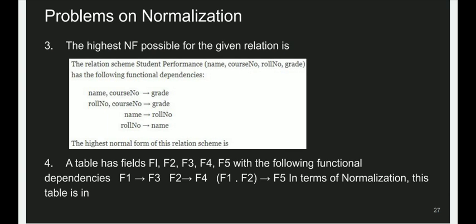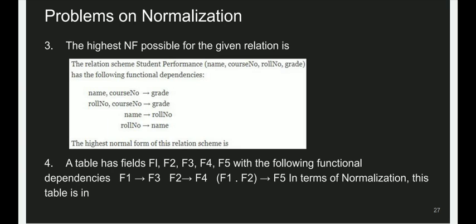Now the fourth question, they have given 5 attributes for a table, and the dependencies are also given. F1 determines F3, F2 determines F4, F1, F2 determines F5. So we have to find out the candidate key. Here F3, F4, F5 can all be determined by some functional dependency. So F1 and F2 will be the candidate key. So F1 and F2 can determine F3, F4, F5 and itself, F1 and F2.